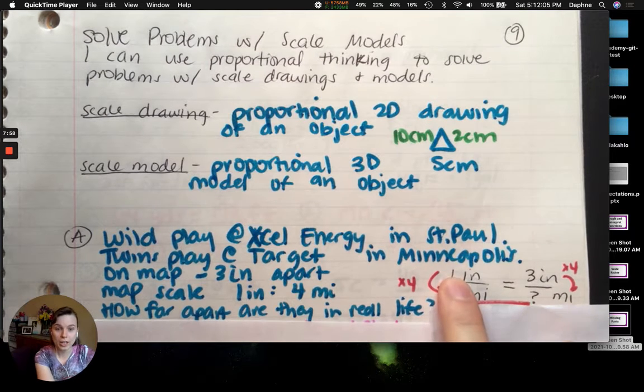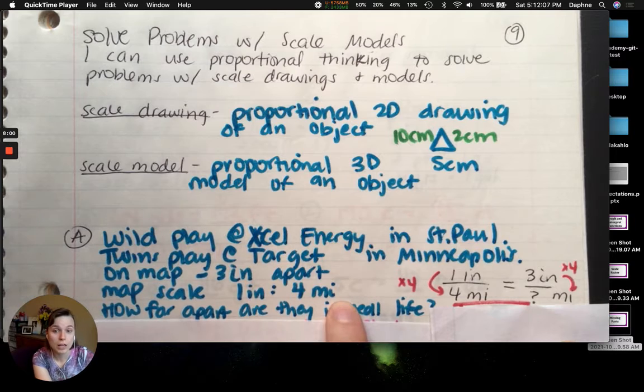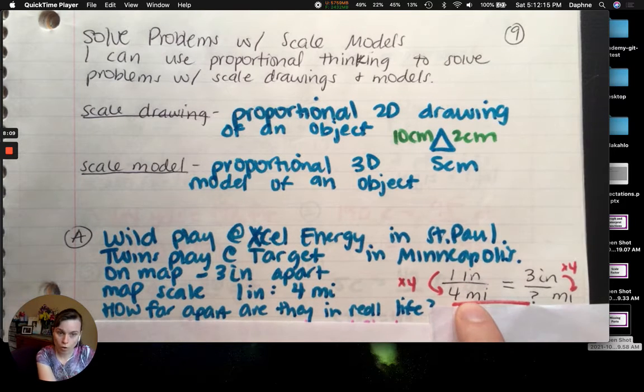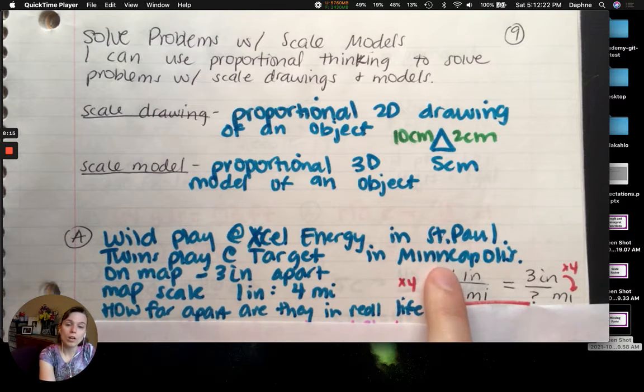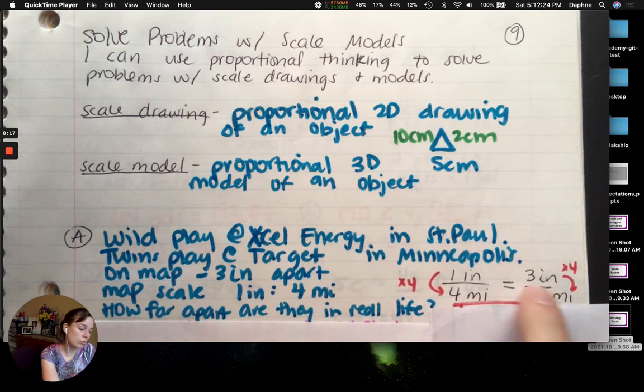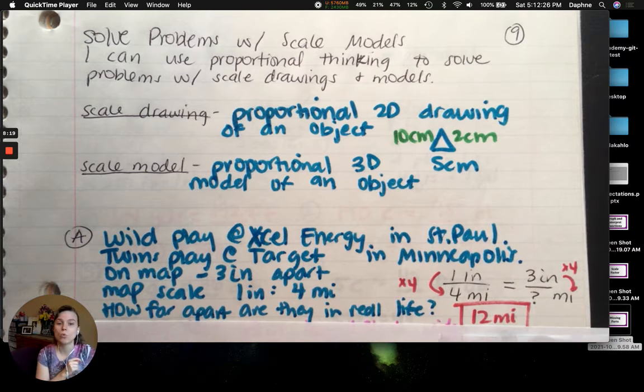Notice that I don't have inches and miles being compared to each other with it. I know 1 inch goes with 4 miles because it told me. I'm not comparing 3 inches to 4 miles. They did not tell me they have anything in common. Okay? So I know 1 inch to 4 miles, and I have 3 inches to I don't know how many miles. So now I need to figure out scale factor. 1 times 4 gets me 4 miles. So 3 inches times 4 will get me 12 miles as my final answer.